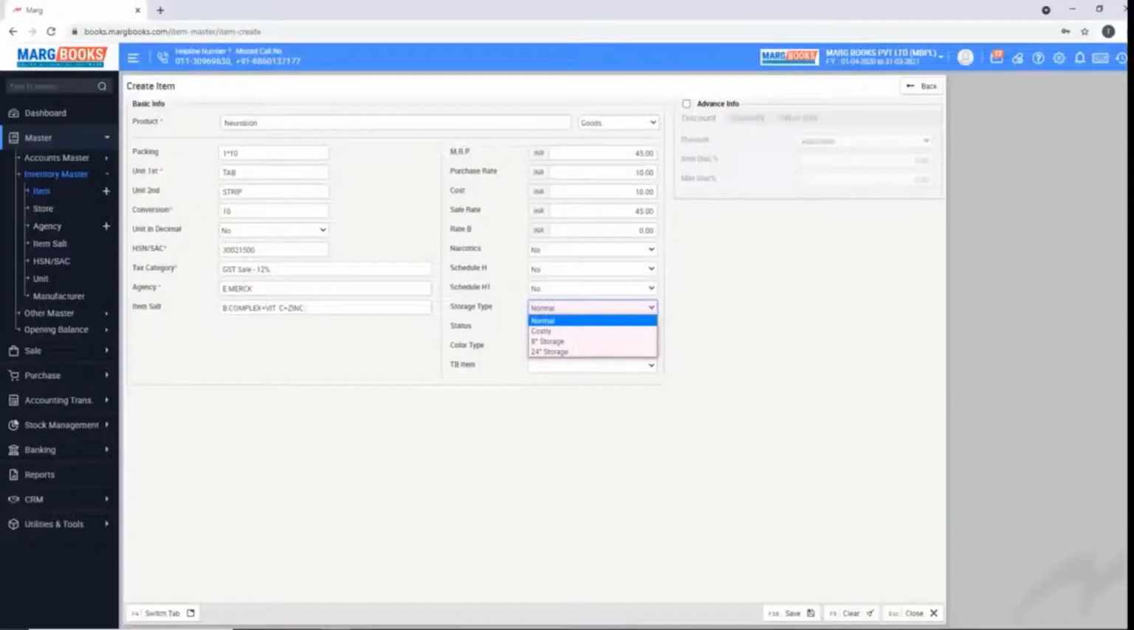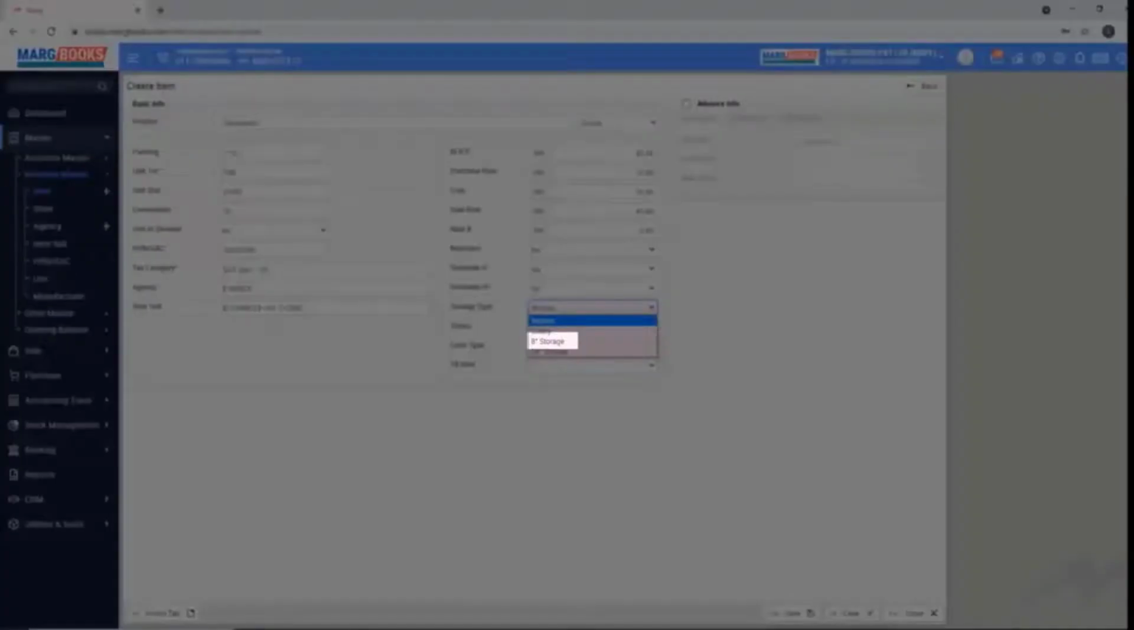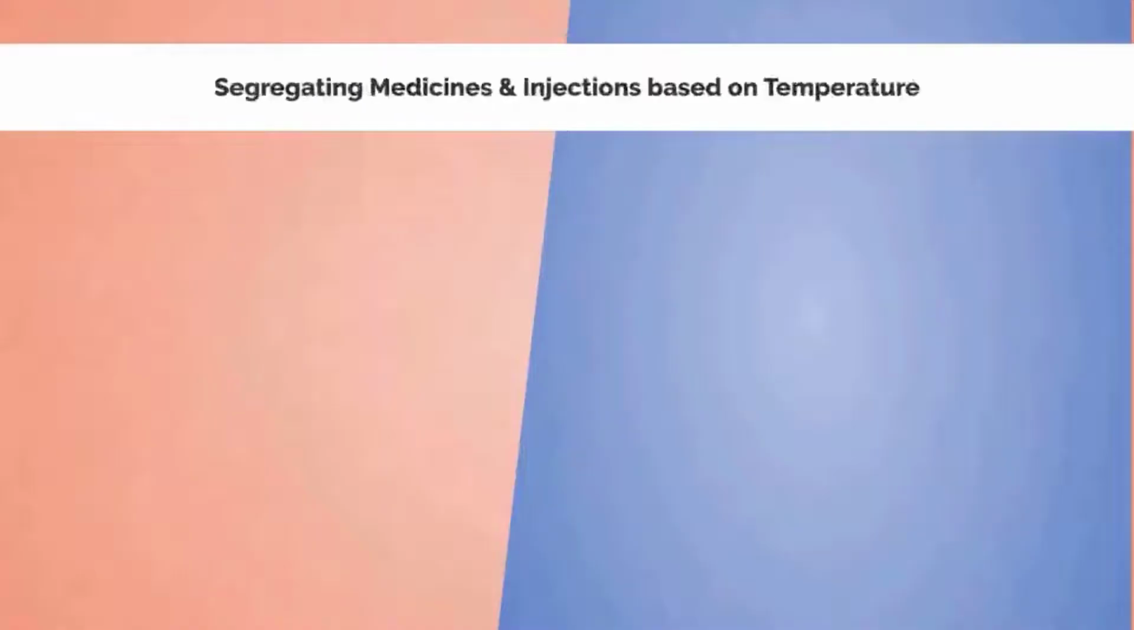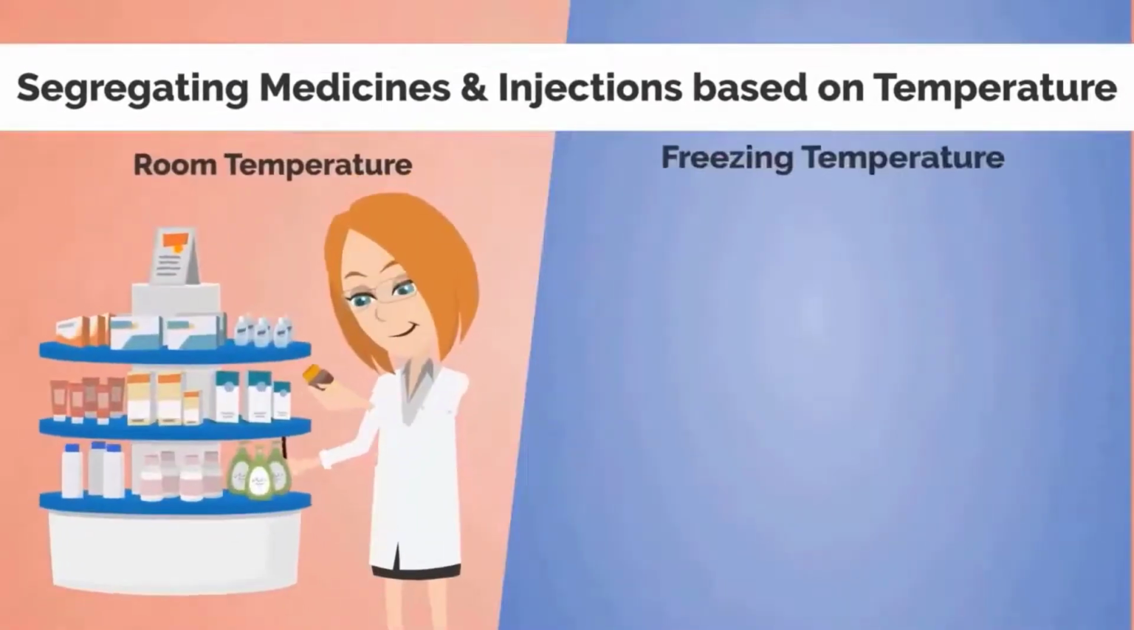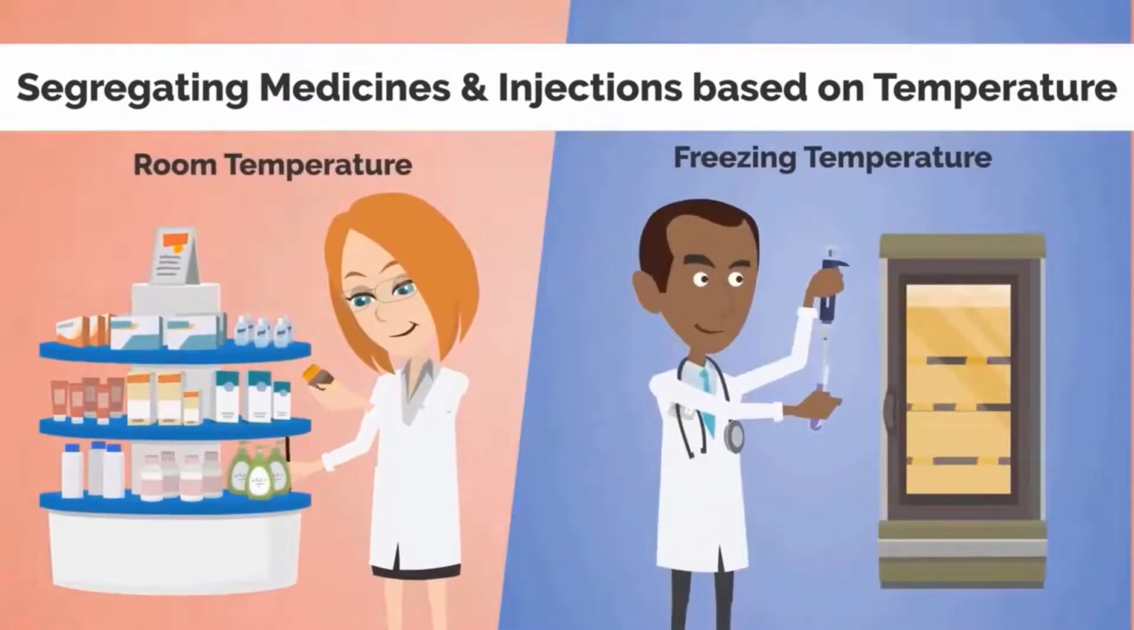are those items that are mandatory to be stored in the freezer. For example, anti-cancer injections are mandatory to be stored under a maximum 8 degree temperature. Similarly, whichever medicine is of whichever temperature, you can select its storage type accordingly. Otherwise, those medicines and injections get spoiled.